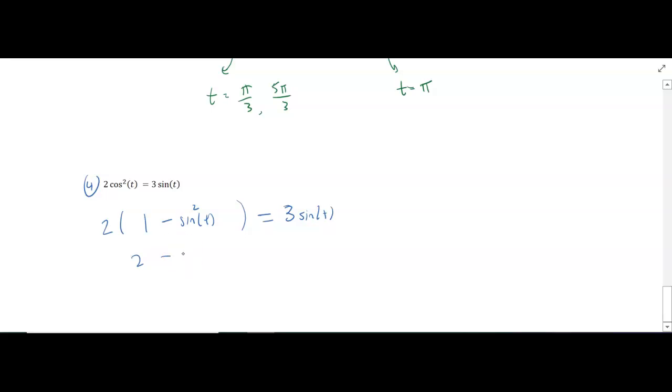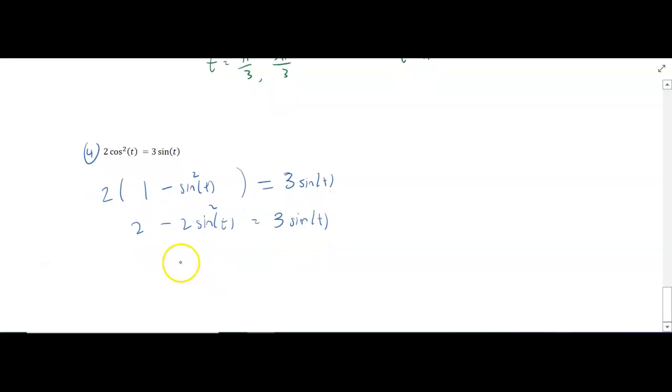Distributing the 2 through, we would have the following on the left-hand side, and then adding those terms to the other side. Again, it's nice when we keep the coefficient of the squared term positive, so we would have this resulting equivalent equation. All right, putting it in descending order, and we want to think about this as a quadratic type equation. It's a quadratic in the unknown sine of t for this problem.